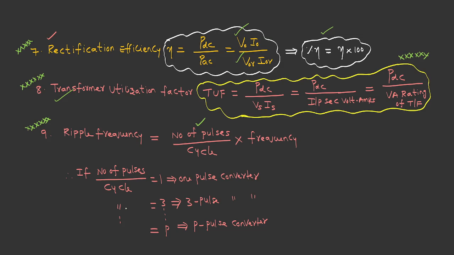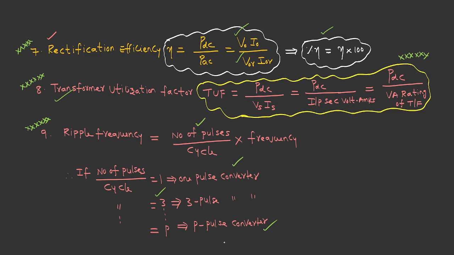Number of pulses per cycle. If there is one pulse per cycle, that is called a one pulse converter. If there are 3 pulses per cycle, a 3 pulse converter. 2 pulses per cycle, a 2 pulse converter. If it is p pulses per cycle, then it is a p pulse converter.